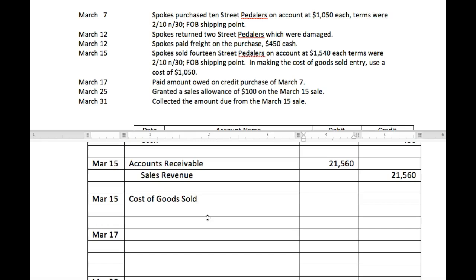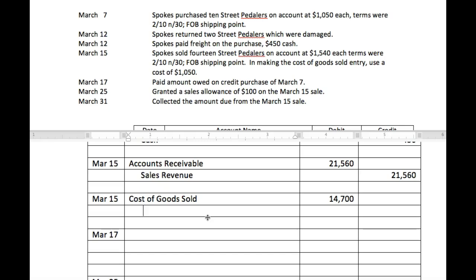So now we need to figure out the cost of goods sold. Well, remember, this is an average, or what they actually tell us. We don't have to figure it out. We don't know how much our beginning inventory costs us. So it just says use a cost of $10.50 each. So we're going to take $10.50 and multiply it by the 14 bikes we sold. So that tells me the cost of the goods we sold was $14,700.